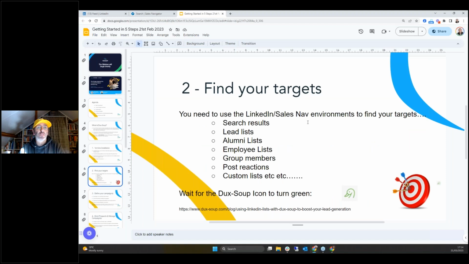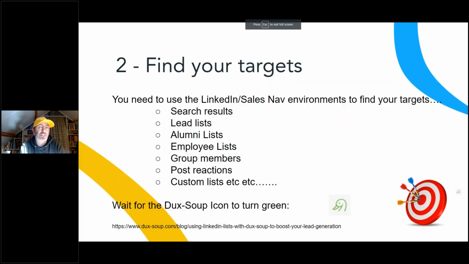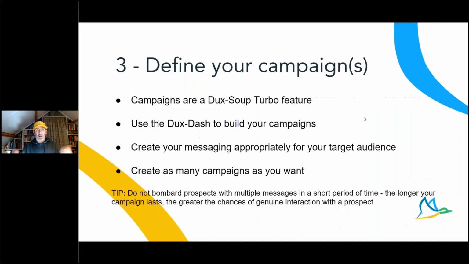So we've done our targets, and we basically have to wait for the Dux Soup icon to turn green, and then we're ready to go. We're then ready to run our chosen actions. And in this case, we're going to be looking at enrolling some people into a campaign. But before we can put people into our campaign, we want to define our campaign.